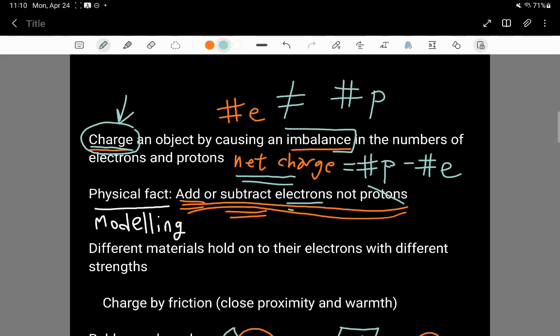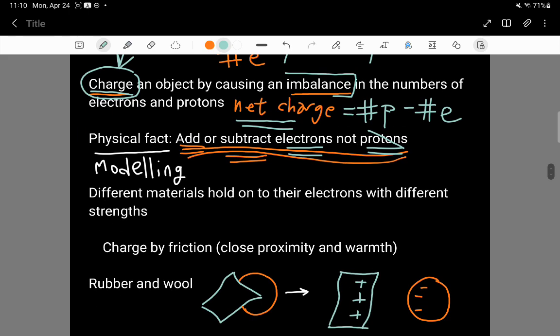And the way we do that is you imagine only changing the numbers of electrons. That is, you can add extra electrons or you can subtract electrons from the object, but you're not adding and subtracting the protons. When you do that, you are making your object more massive and bigger or less massive and smaller. That's what happens when you add and subtract protons.